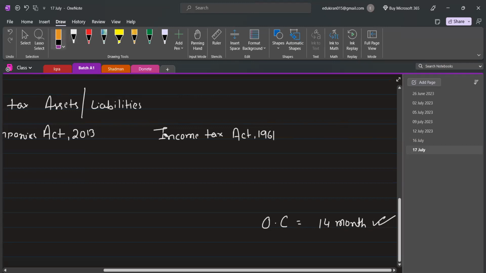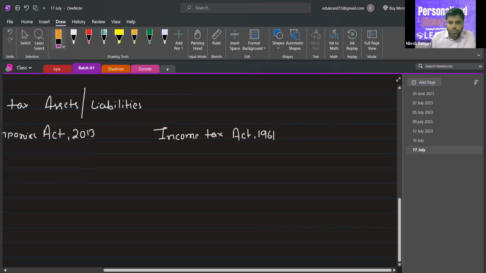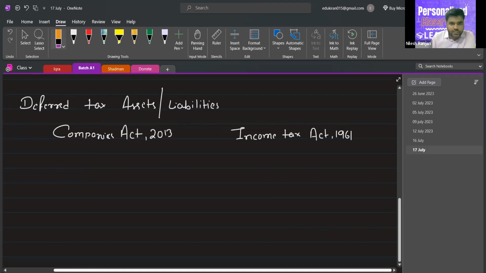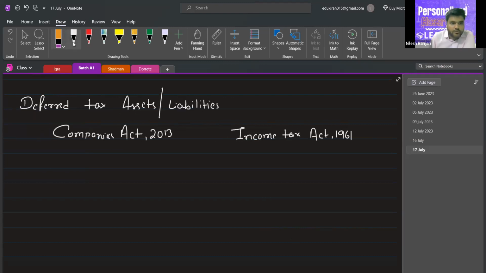No, sir, not its functions specifically. Okay. So there are two acts in India governing companies for their financial statements and tax. There are certain provisions in the Companies Act and certain provisions in the Income Tax Act which are different from each other. The Companies Act says something else and the Income Tax Act is different.